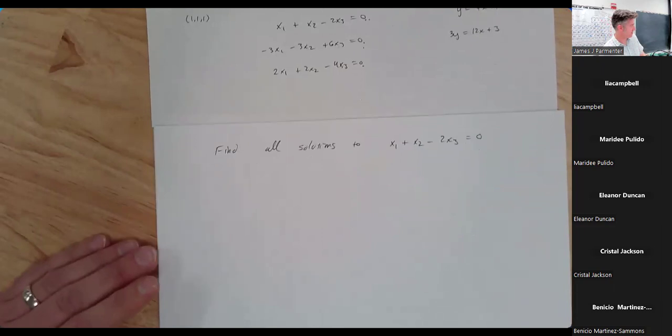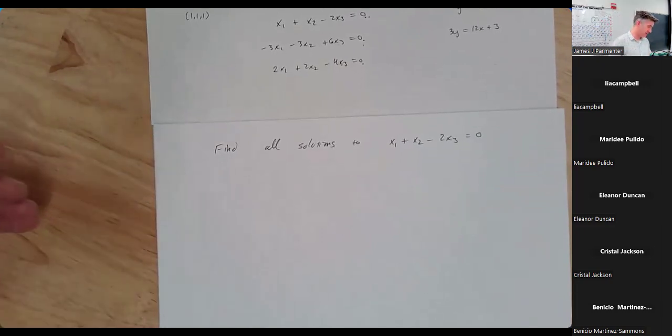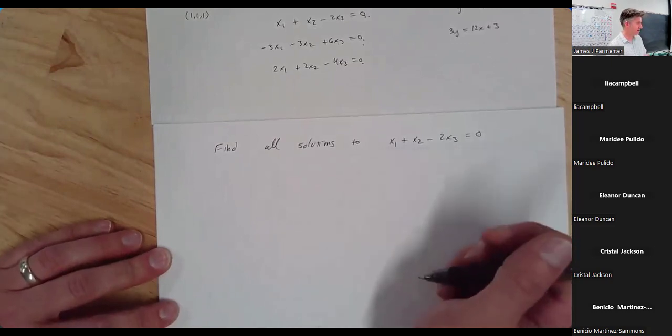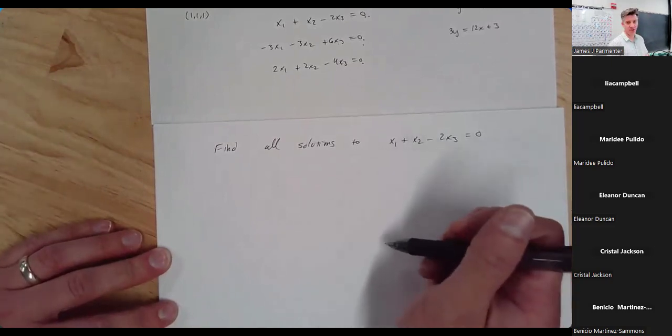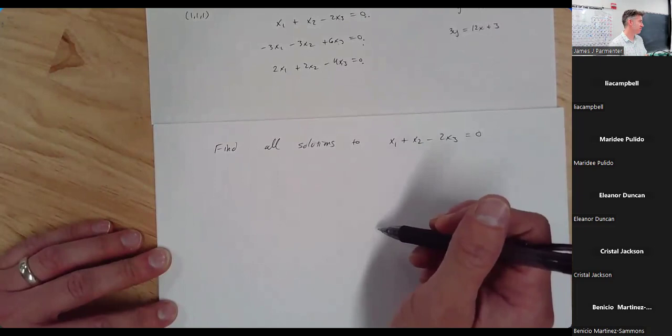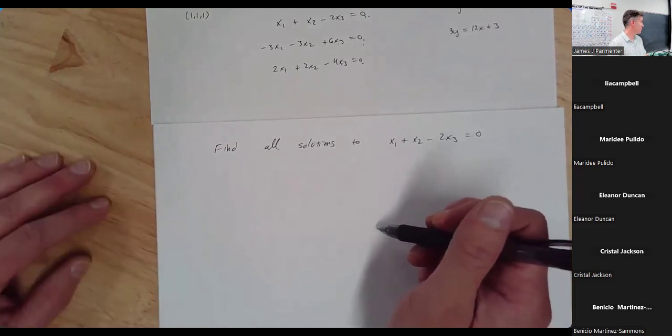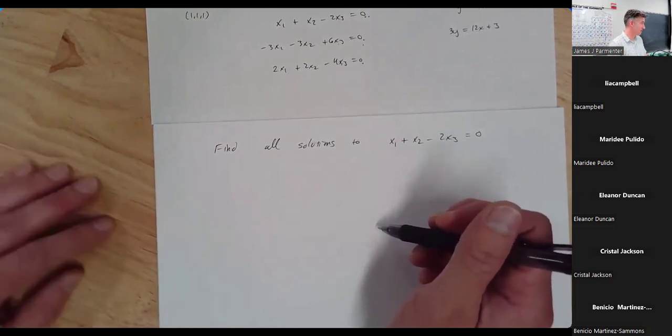I don't actually know if you talked about this in class, but it's on the practice and it's a problem he said not to ignore. So here's how you do this. I have one equation and 3 variables. There's an infinite number of solutions. I have a lot more variables than I have equations.